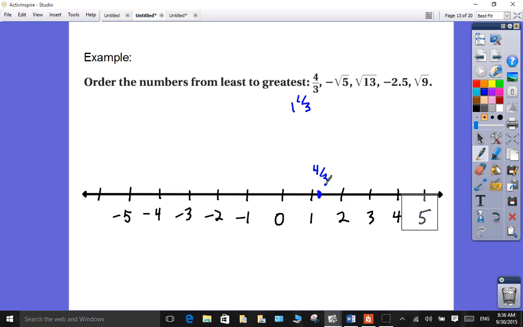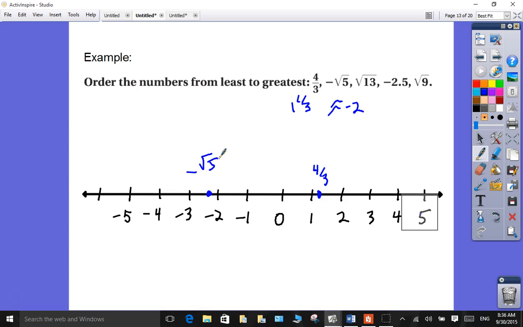How about the square root of 5? It is in between which two perfect squares? 2 squared and 3 squared, right? Which one is it closest to? Is 5 closer to 4 or 9? 4. So it would be close to that. So we're going to say this is approximately -2, because that's how we estimate, though we know it's a little bit more. It's about right there. And that'll be the negative square root of 5.